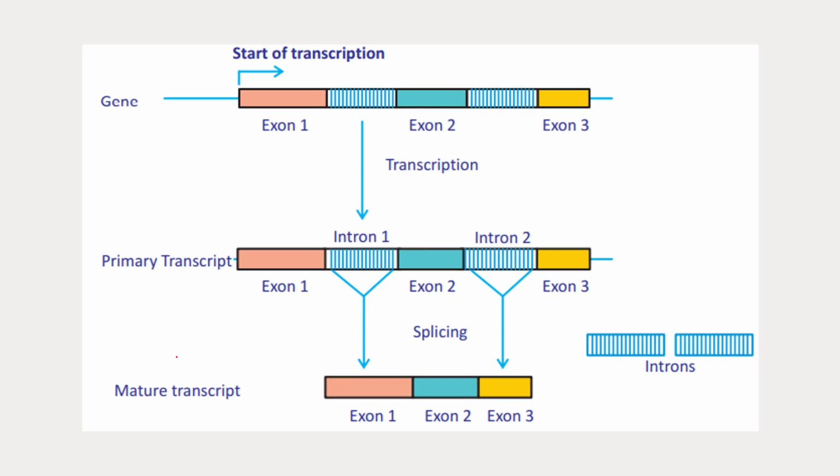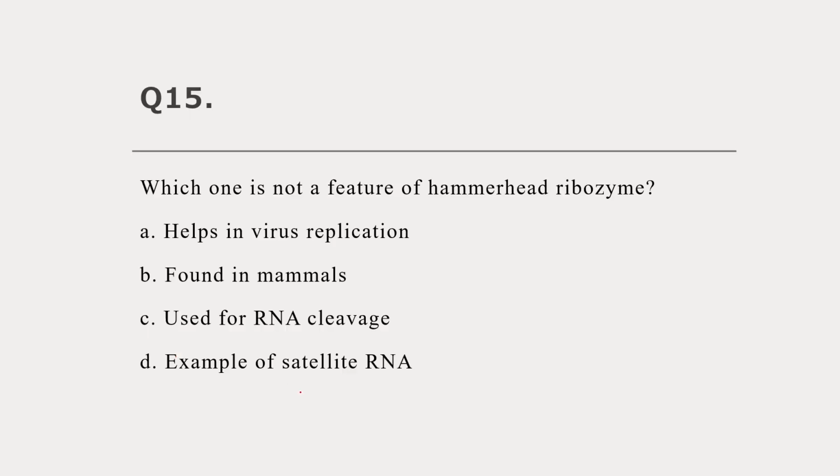This is very briefly explained. There are a lot of enzymes and other things also required for the whole mechanism of splicing. You can read about it from a specific book or any article or journal. So this is the last question of today's session. Please try to answer. Which one is not a feature of hammerhead ribozyme?